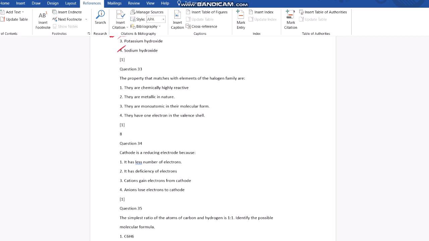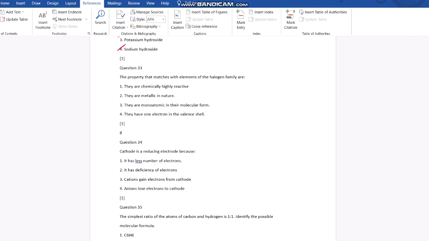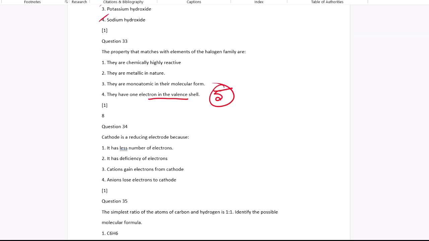Then we have the property that matches with elements of the hydrogen family. They are chemically highly reactive, they are metallic in nature, they are monoatomic in their molecular form, they have 1 electron in the valence shell. In the valence shell they have 5 electrons, but their valency is 1. Monoatomic, they are diatomic, they are non-metallic in nature. These are all incorrect. They are chemically highly reactive. So this one is the only property that is matching.